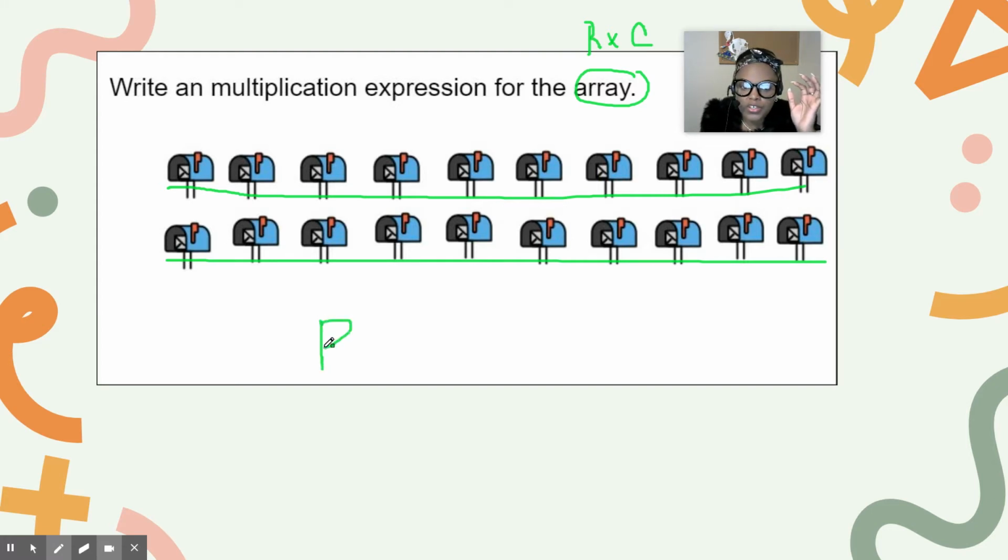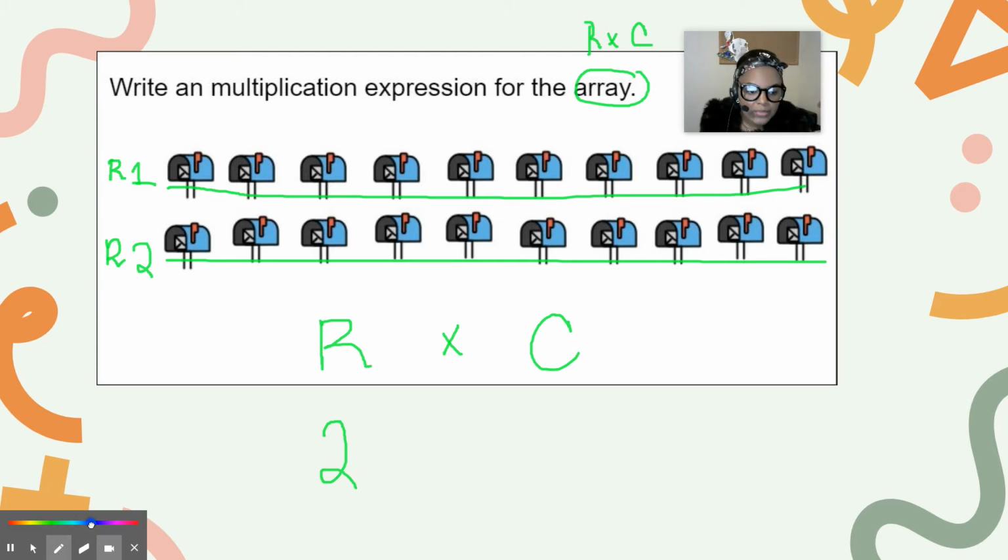So I'm going to use up the space that I have on my screen. I'm going to write row times column, and I'm going to put the number 2 here, because here's row 1 and here's row 2. Now, the second part of an array is the column, the top to the bottom, the north to the south. So now I'm going to change my color very quickly, and count how many from top to bottom. Ready? Let's do it. 1, 2, 3, 4, 5, 6, 7, 8, 9, 10. There are 10 columns. Here's column 1, column 2.